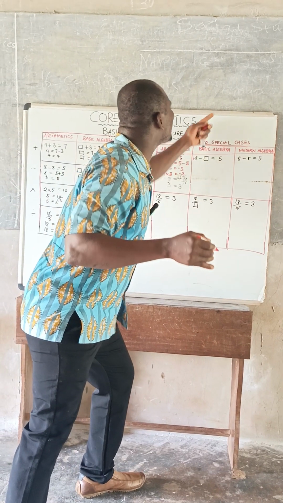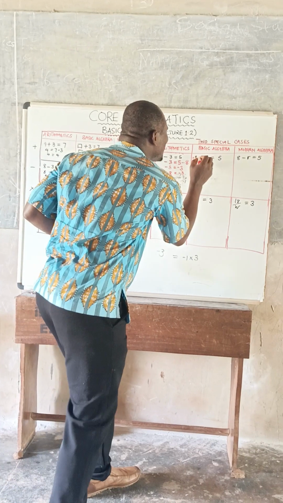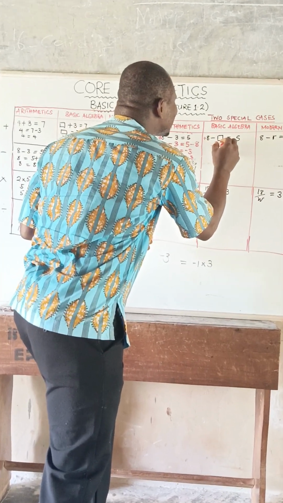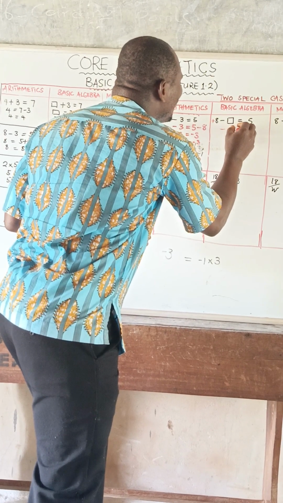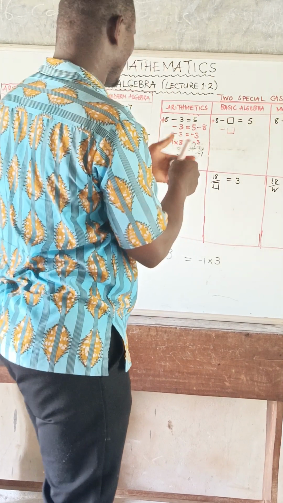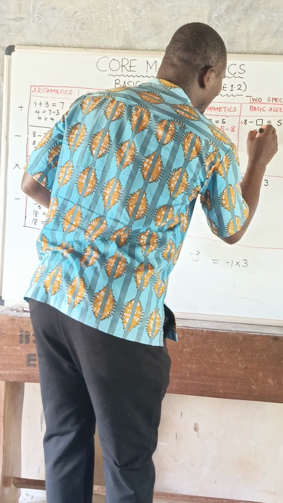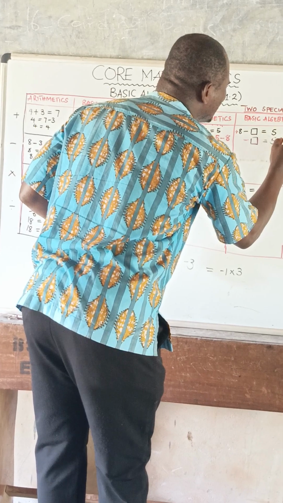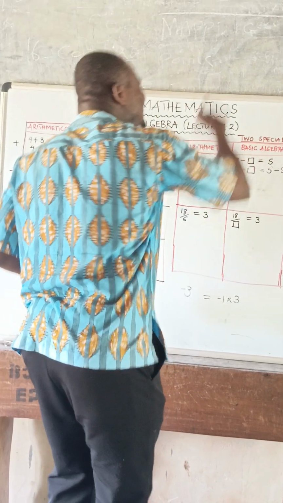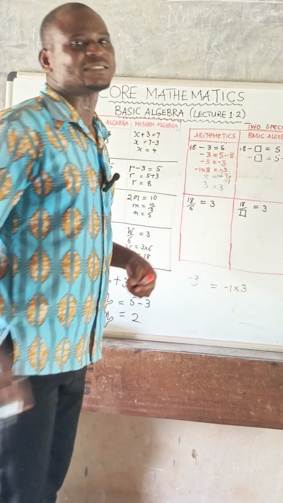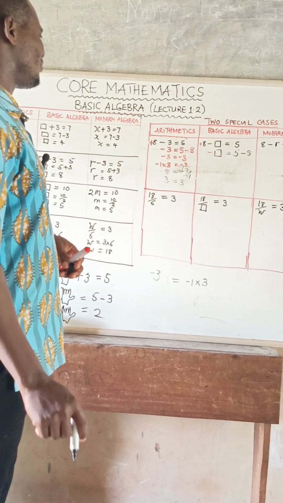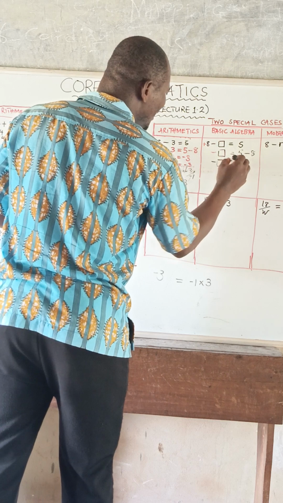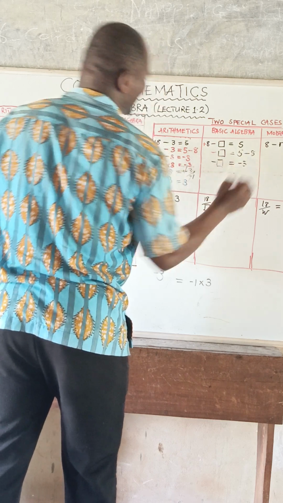When the positive 8 goes to where the 5 is, we will keep the negative attached to the box, whilst you keep the 5 here and then do minus 8. Being plus 8, it became minus 8 getting to the other side. So now the situation is negative box equal to negative 3.